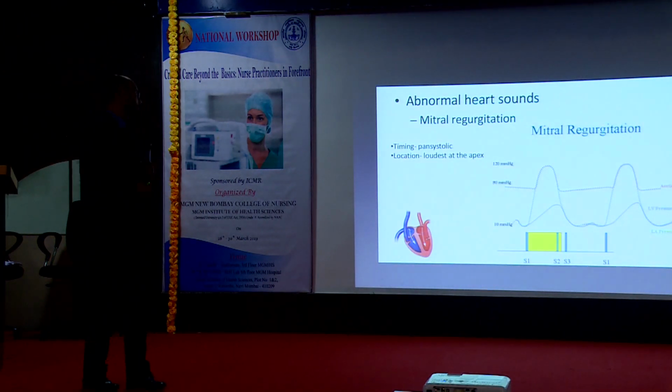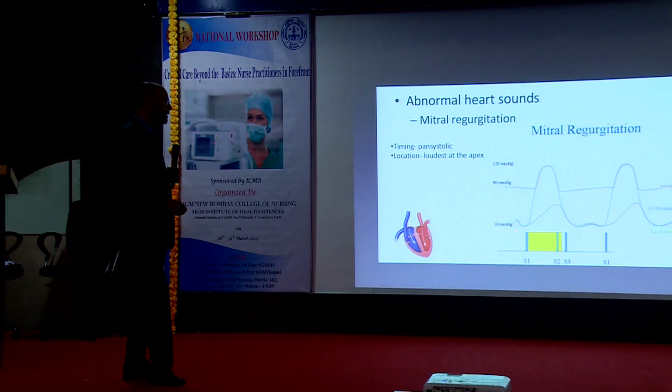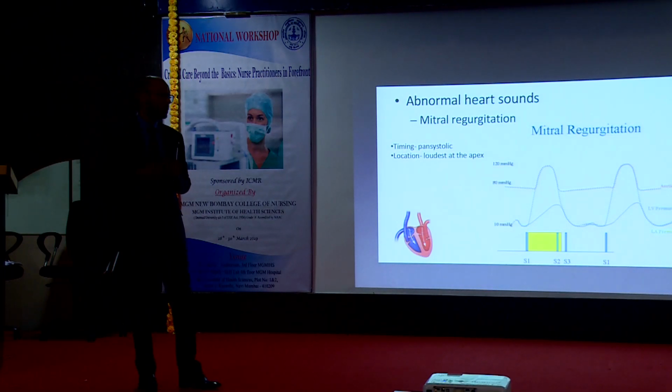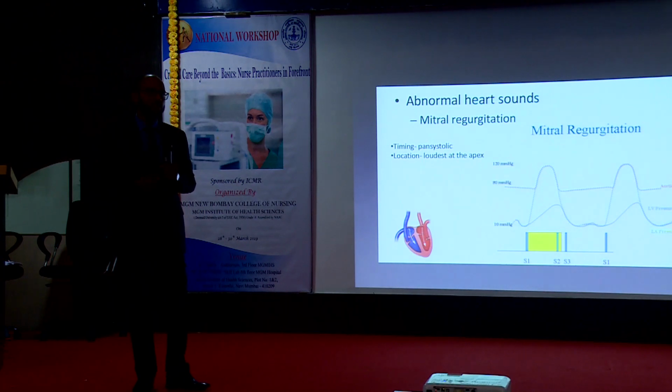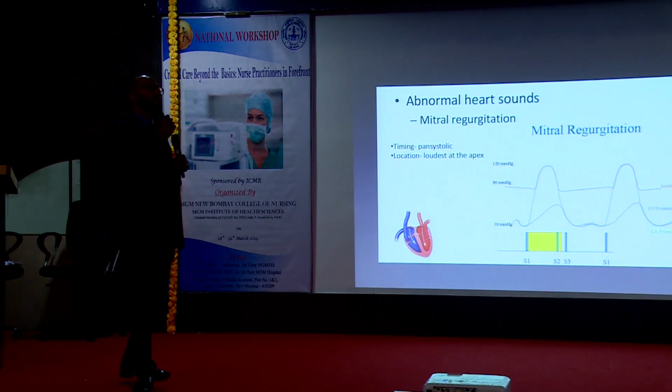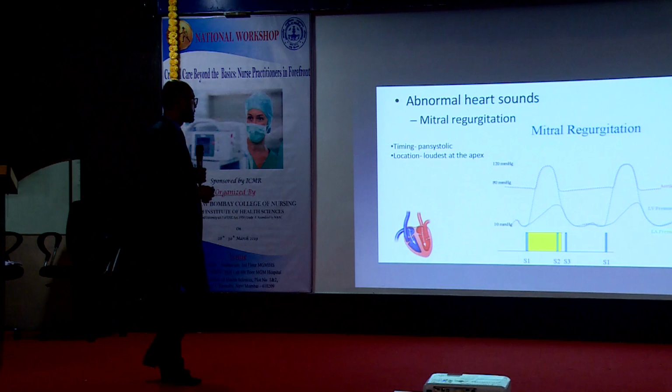Mitral regurgitation. This is a pan-systolic murmur. It happens during the entire length of systole. Between S1 and S2, you'll hear a harsh kind of murmur, a systolic murmur. Okay? How many of you have ever listened to murmurs for aortic stenosis or mitral stenosis? You've listened? Yeah? Next time you go, try and appreciate these things. Okay?